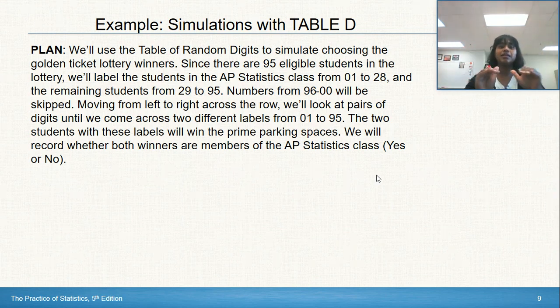We're saying it clearly. Moving from left to right across the row, again, I'm saying very clearly how I'm using Table D, the table of random digits. We'll look at pairs of digits. Detail, pairs. We'll look at pairs of digits until we come across 2 different labels from 01 to 95. The 2 students with these labels will win the prime parking spaces. We will record whether both winners are members of the AP Statistics class using yes or no. This is a very well written and well thought out plan because it doesn't leave anything to my imagination. I know exactly how to run this plan.